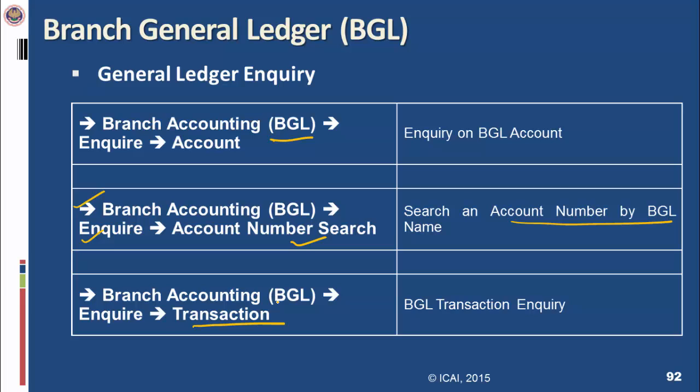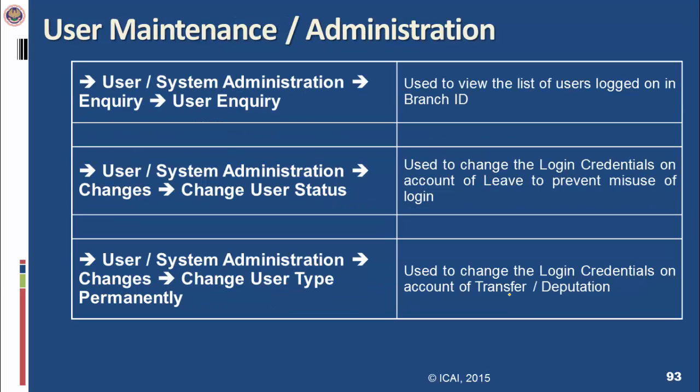As I have said earlier also, printing is not possible at the branch user level. For that purpose, a specific request is required to be given to the data center executive if printing is required for the BGL transaction. We are now on the user maintenance and administration.